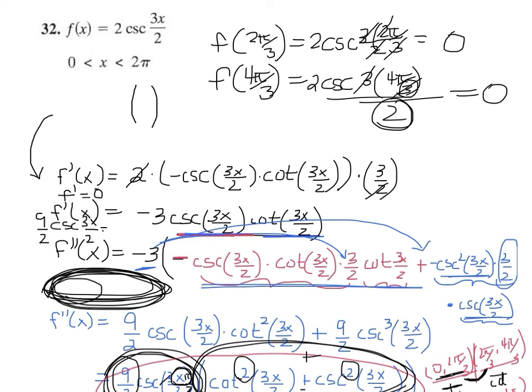So it looks like the points of inflection both are on the x-axis, which kind of makes sense because trig functions are periodic. So there you go. There's an example of what it looks like with a trig function.